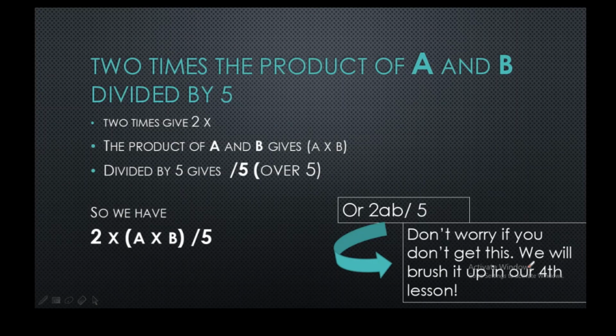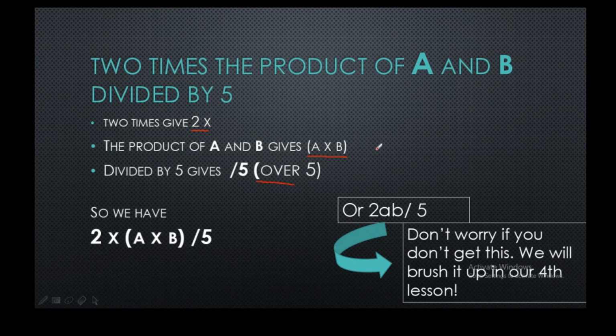2 times the product of a and b divided by 5. So as we learned before, 2 times means 2 times. The product of a and b will give us product. Since it's a product means multiplication. So let's take one after the other. 2 times the product of a and b, divided by 5. So this is what we get.